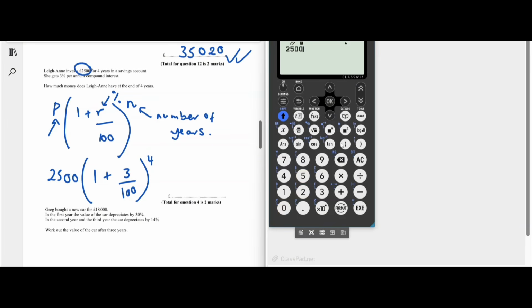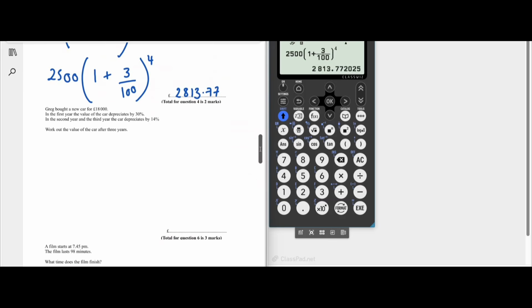So 2,500, open my bracket. 1 plus, use your fraction button. 3, down arrow, 100. Right arrow. Close the bracket, power of 4, I need to use the empty power button, which has got an empty square, and type in my 4, and that is it. And because it's money, you should be rounding to 2 decimal places with money, so it'll be 0.77, 2 marks. The formula is there, please make sure you use it.